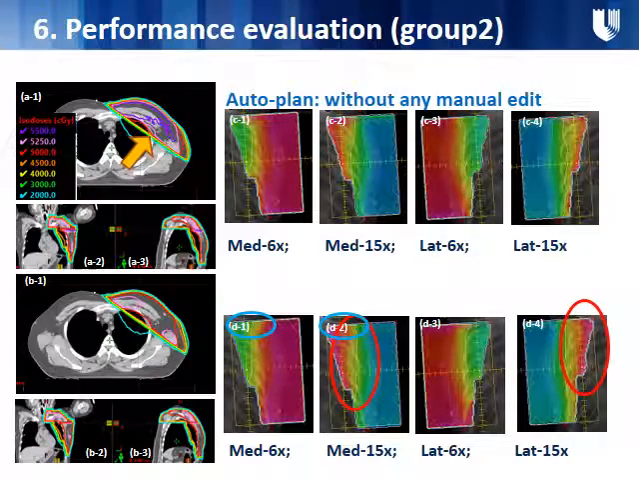This is an example case for group 2 with the nodal irradiation. This is the auto plan fluence map, and this is the final fluence map with some manual touch. We noticed that the superior junction area, the high dose area, got reduced because the fluence got removed manually, and also the IMN area, the planner manually added more fluence for better coverage for IMN.